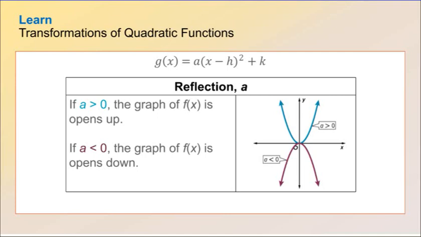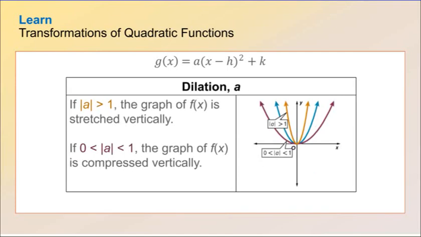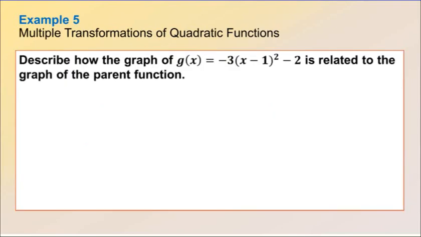And then reflections: if a is positive, it opens upward. If a is negative, it opens downward. And then when the absolute value of a is greater than 1, you have a stretch vertically. And if the absolute value of a is less than 1 but greater than 0, it's compressed vertically. So we're going to describe how the graph changes from the parent function.